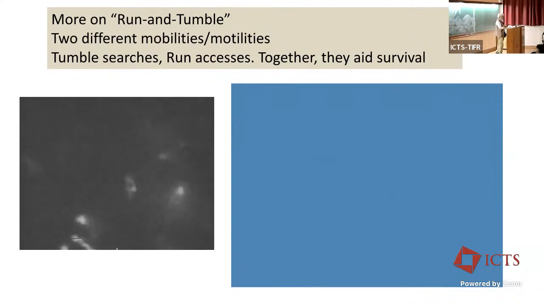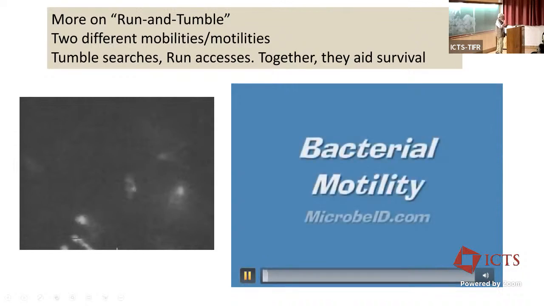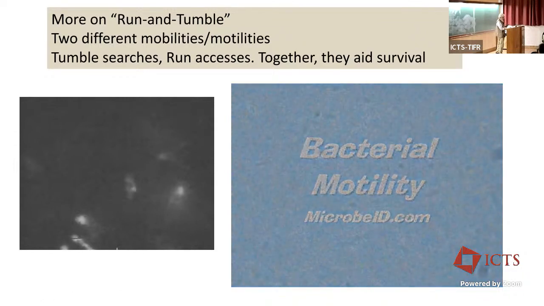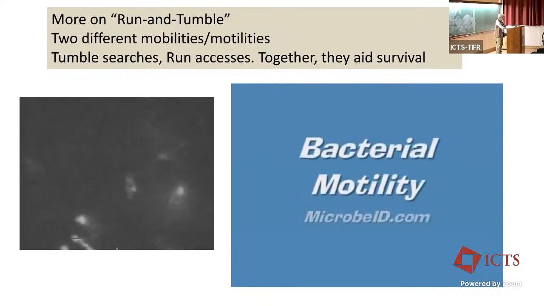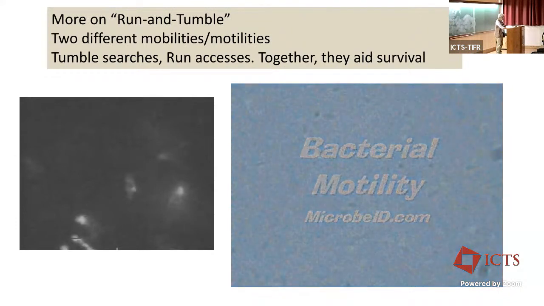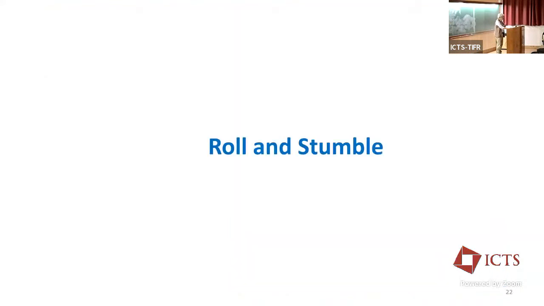So you get two types of things. Now there is another thing, bacterial motility, yet another video where you see these things becoming static and then moving. In these, there is no evidence of clustering of any sort that I'm talking about. This is the place where you can see it.